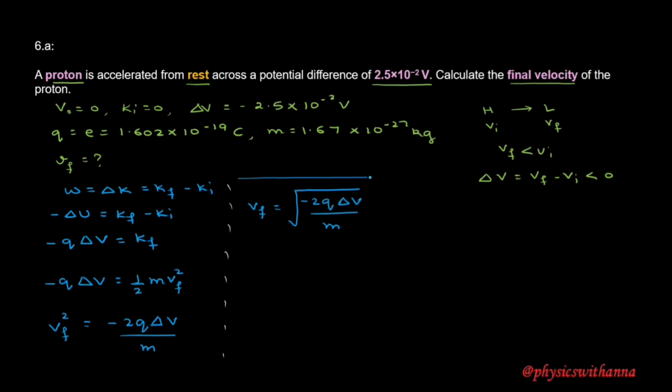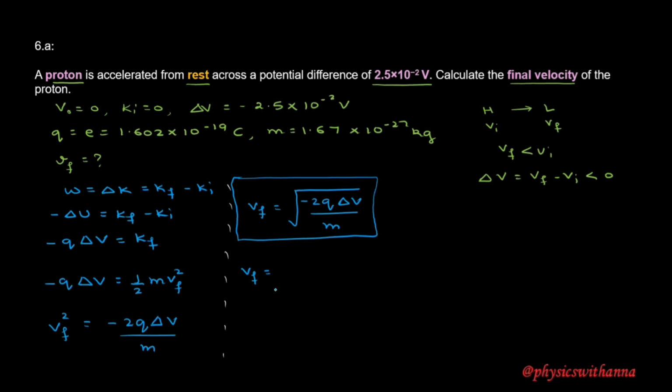Now this rule over here is the general rule for finding the final velocity of any charged particle if it is accelerated in a potential difference. So you can directly apply this rule if you know the charge and the mass of the particle involved. Now let's substitute for proton.